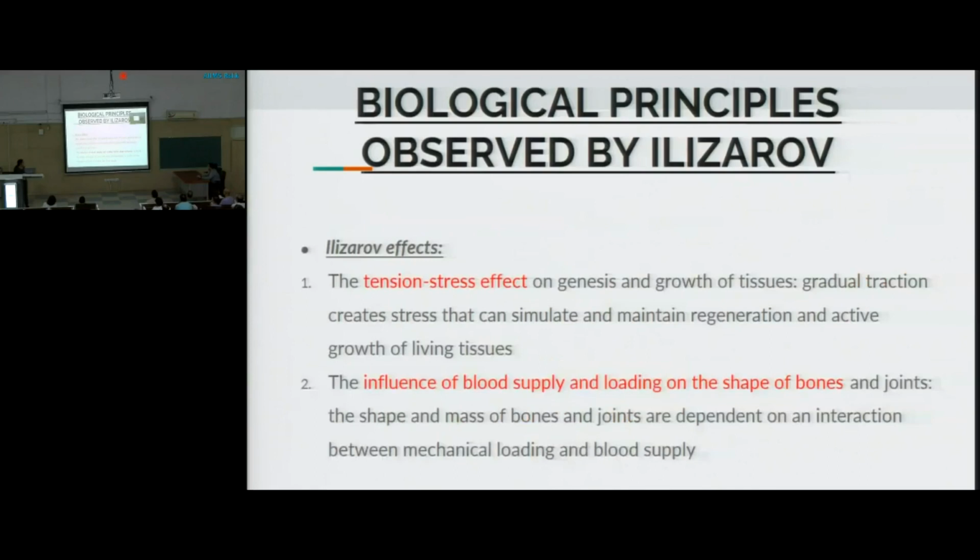And then the biological principles, as we all know, were given by Ilizarov, and there are two effects, which are the tension stress effect and the influence of blood supply. This tension can stimulate and maintain the regeneration of growth, and it causes the bone formation. And also the influence of blood supply: if there is more blood supply, then only the growth can happen. If not, the growth can be hampered.